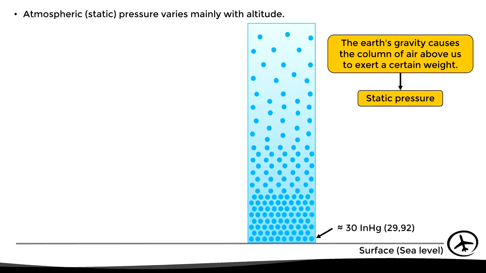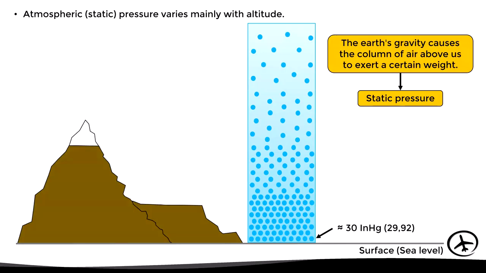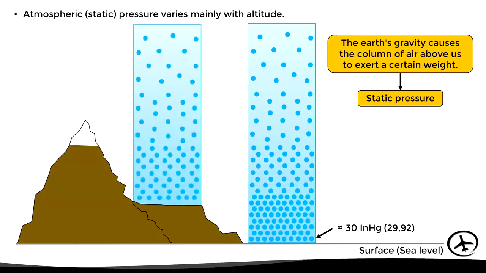To be exact, under standard conditions this is 29.92 inches of mercury, however this value may vary slightly depending on the weather conditions. In this order of ideas, as we climb in the atmosphere, we experience less static pressure. For example, if we climb a mountain, in this case the column of air that we have above is shorter. This means that there is less air exerting weight on us, and therefore the static pressure is reduced. In this example, in this part of the mountain we measure a pressure of 24 inches of mercury, which is obviously less than the pressure at sea level.